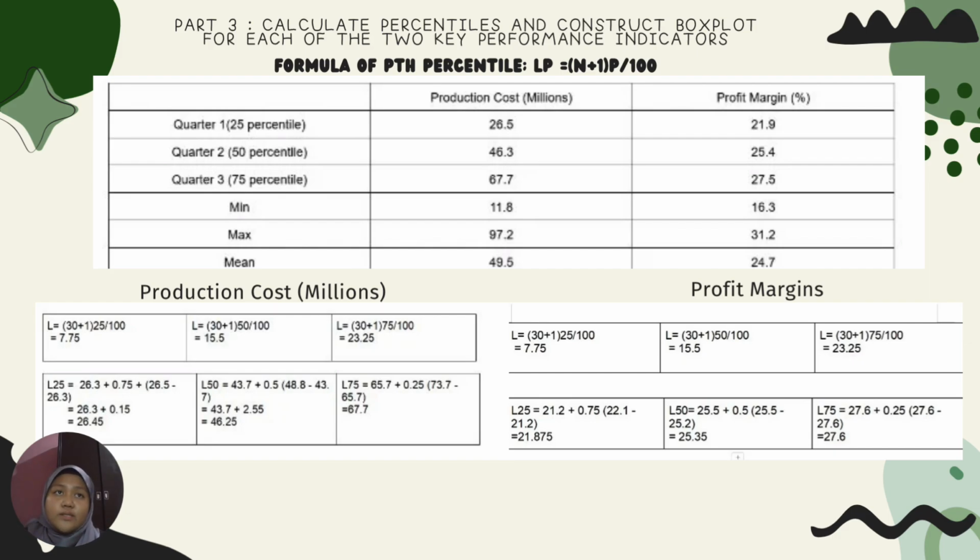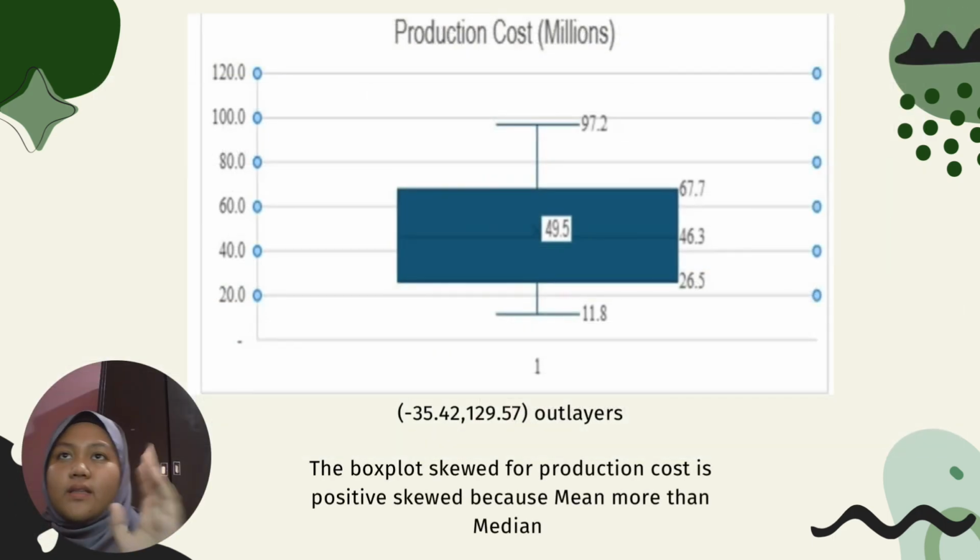But there is also one example of a company that has a good profit, which is 31.2% with 11.8 million of production costs, made by the company Panalpina World Transport Sendirian Berhad. This is a table for production costs.